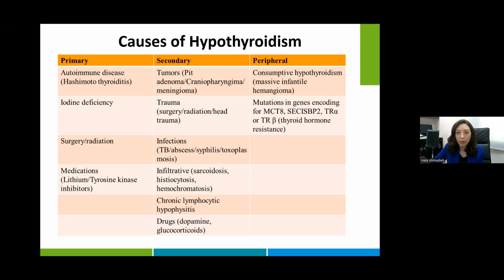The secondary causes of hypothyroidism are far less common compared to the primary causes. Here the problem exists either at the level of the pituitary gland, in which case we say it's secondary hypothyroidism, or at the level of the hypothalamus, in which case we say it's tertiary hypothyroidism. The most common secondary causes are tumors at the level of the pituitary, trauma, certain infections, infiltrative disorders, and certain medications that may act at the level of the pituitary and the hypothalamus, such as steroids. Now, there is a very rare cause of hypothyroidism called consumptive hypothyroidism, often found in massive infantile hemangiomas.